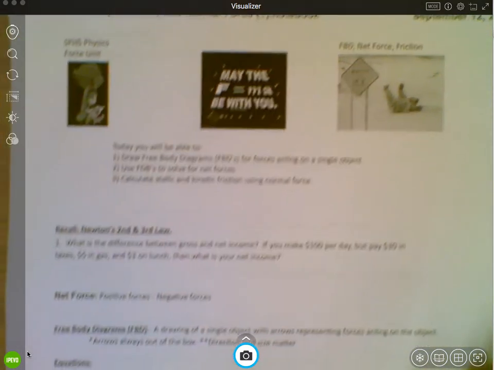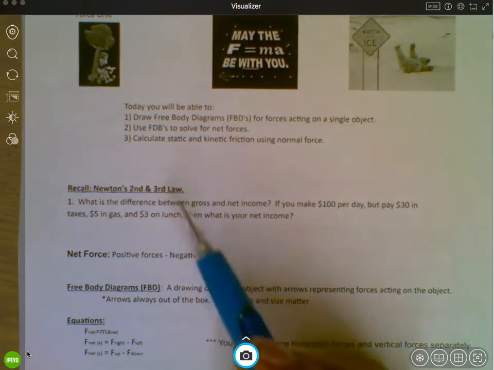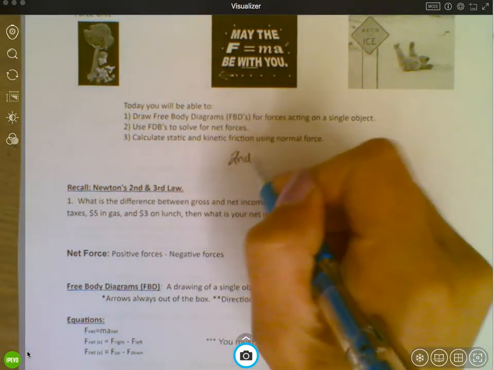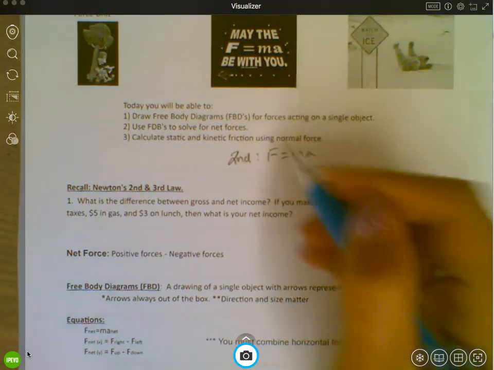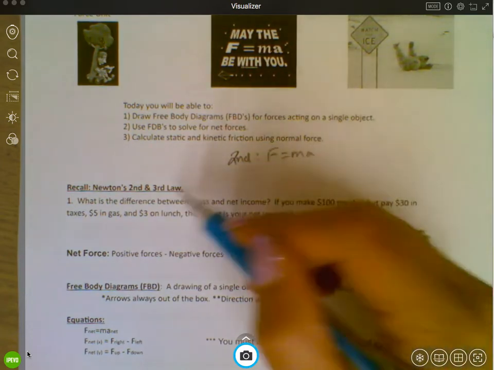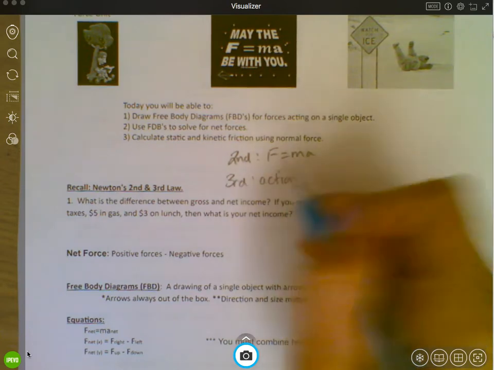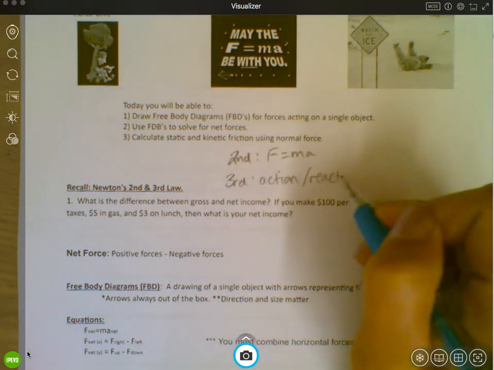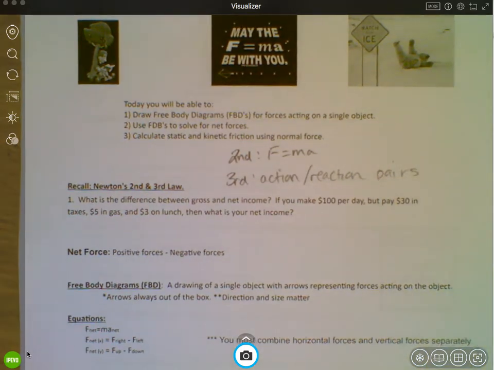All right, so before we really get started, I want you to just remember the second and third law. So remember the second law was F equals ma, okay? And we're actually going to make a teeny tiny adjustment to that today. And then the third law was action-reaction forces. For every force, there's an equal and opposite force, so that was the third law.